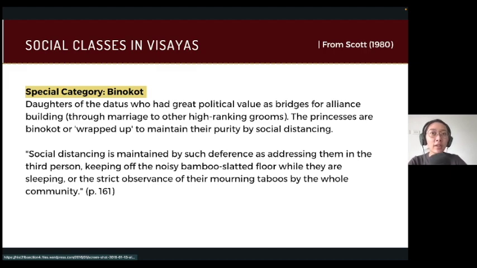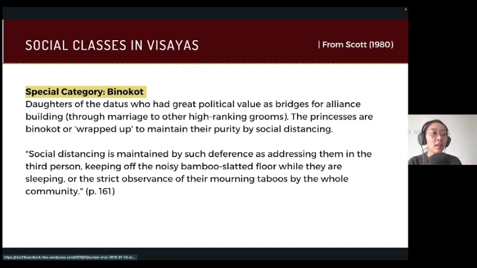And you can see how they're actually important in alliance building. So these are daughters of the Datus who had great political value as bridges for alliance building through marriage to other high ranking grooms. The princesses are binokot, or wrapped up to maintain their purity by social distancing. Now, social distancing means they're addressed in third person, they can't walk on the ground, binubuhat sila. Habang natutulog sila, dapat tahimik yung buong community. And they even have the observance of strict mourning taboos when they pass on.